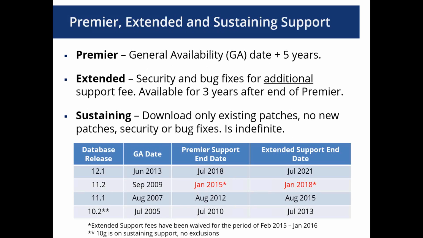Again, a couple pieces of information here that I thought would be pertinent for today's discussion. Oracle has three primary categories of support: Premier, Extended, and Sustaining. Think of this as general availability for 5 years, followed by a 3-year extended support window, which is for an additional fee on top of your normal support fee, and then sustaining, at which for an indefinite period of time you could continue to download patches, but Oracle is not maintaining that code branch anymore.